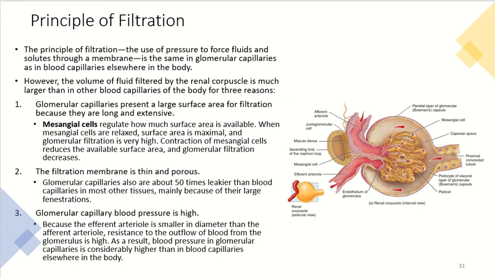And then our third reason is that the glomerular capillary blood pressure is quite high. Because the efferent arterioles are very small in diameter, smaller than the afferent arterioles, the resistance to outflow of blood from the glomerulus is quite high. As a result, blood pressure in those glomerular capillaries is considerably higher than what you would see in blood capillaries elsewhere in the body.